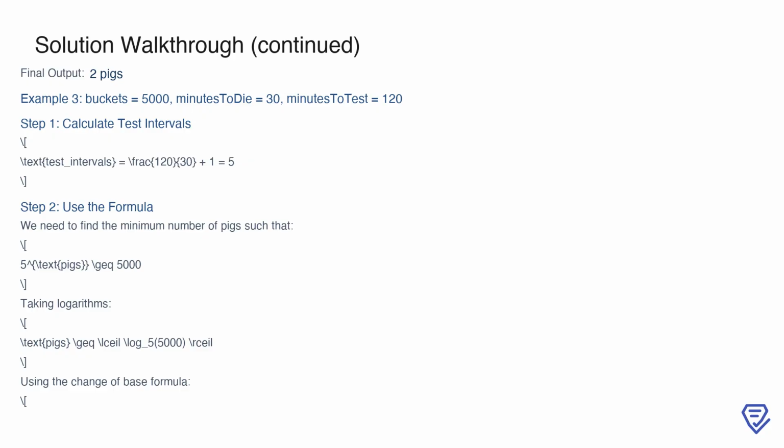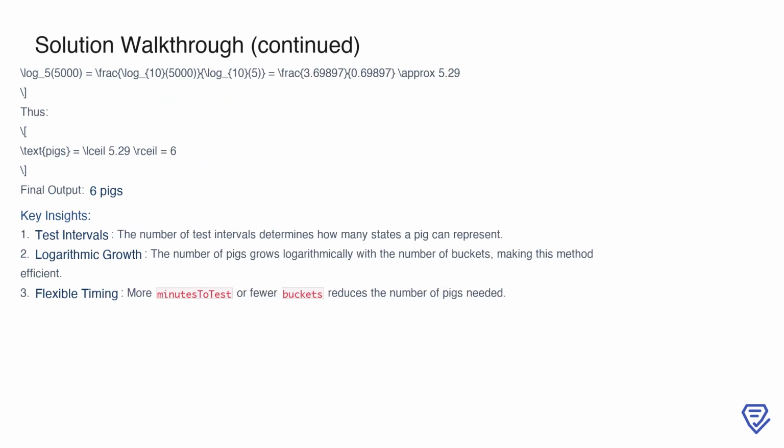We need 5 raised to the power of pigs to be at least 5,000. Solving for pigs in this inequality requires calculating the base 5 logarithm of 5,000. Using the change of base formula, we proceed to calculate this value. To compute the base 5 logarithm of 5,000, we divide the common logarithm of 5,000, approximately 3.699, by the common logarithm of 5, approximately 0.699. This gives us about 5.29. Taking the ceiling of 5.29, we find that the minimum number of pigs required is 6. So, with 6 pigs, we can identify the poisonous bucket out of 5,000 within the given time constraints.